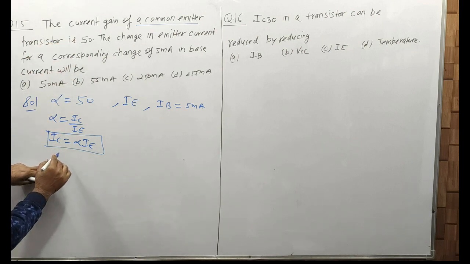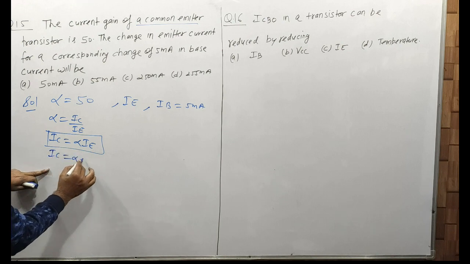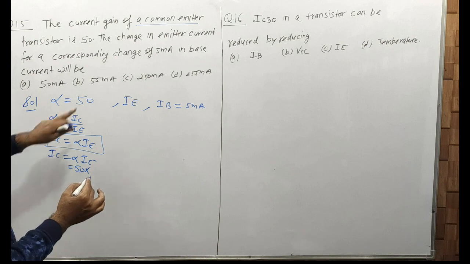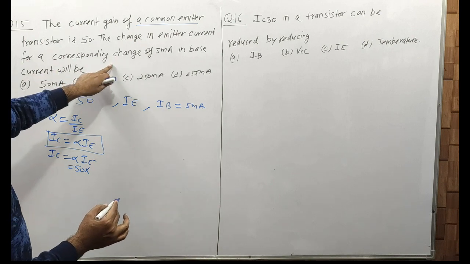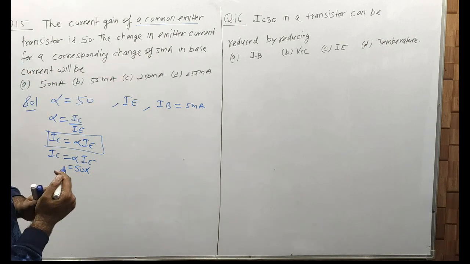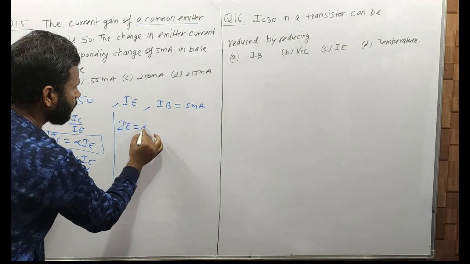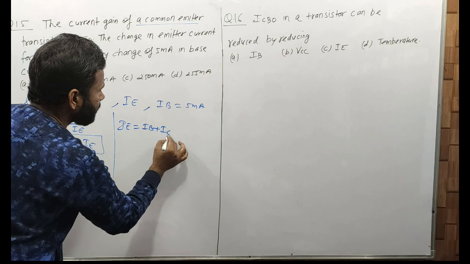IC is alpha times IE. Alpha is 50 and IE is the emitter current corresponding to the change of base current. Okay till here? I hope so. IE is also equal to IB plus IC.